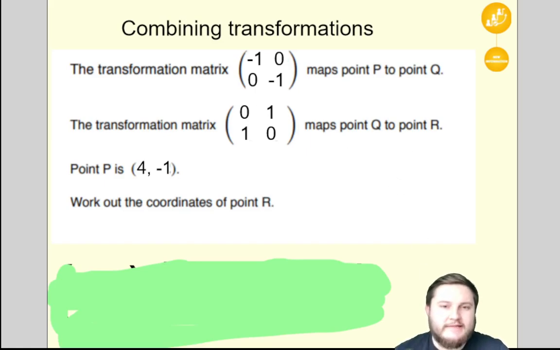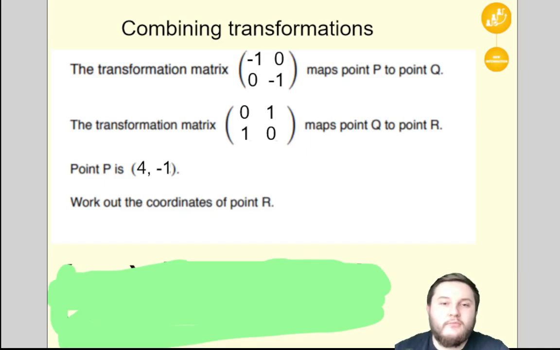So let's have a look at this exam style question then. The transformation matrix -1, 0, 0, -1, again, some of you might know what that transformation is, maps point P onto Q. The transformation matrix 0, 1, 1, 0 maps Q to R. The point P is 4, -1. Work out the coordinates of R.